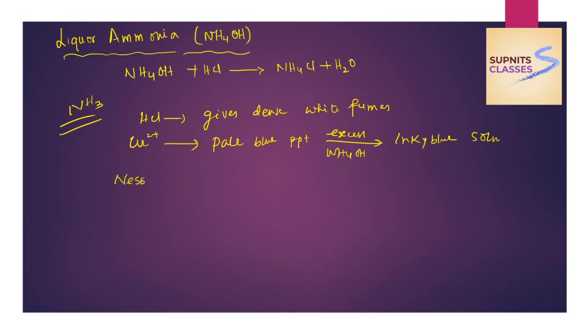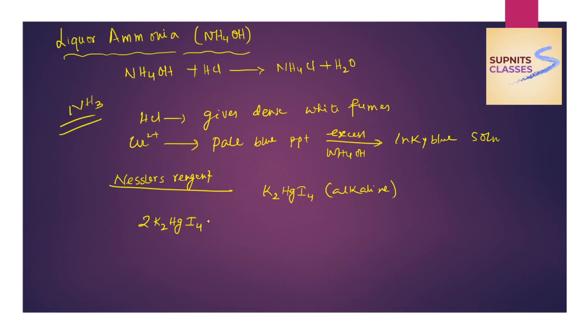Now what is Nessler's reagent? Somebody can ask me what is Nessler's reagent. See, Nessler's reagent is nothing but K2HgI4. This is Nessler's reagent. Definitely it has to be alkaline. It gives a brown precipitate. Ammonia gives a brown precipitate. How does it give? The reaction I'll just show you.